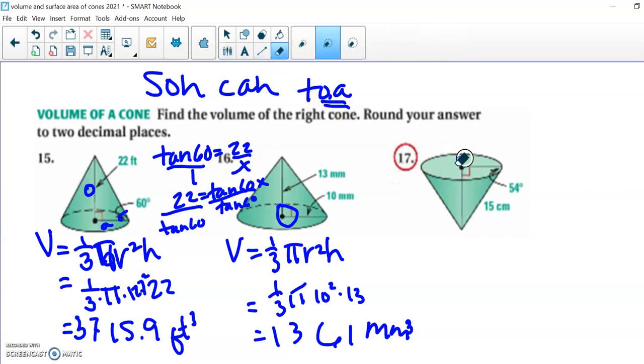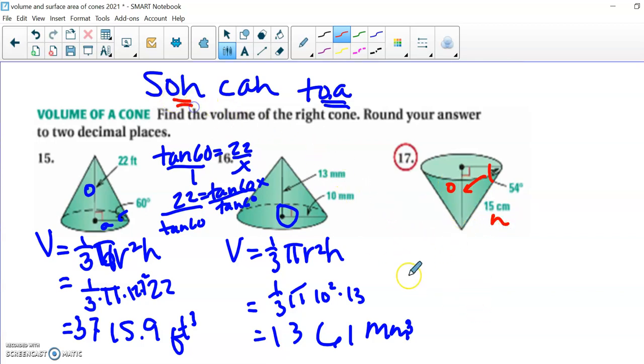So from the 54, we're looking for opposite and we have hypotenuse. So it looks like we're going to have to use sine. Opposite hypotenuse tells us we use sine of 54 equals opposite over hypotenuse. I'm going to cross multiply. Sine of 54, close parenthesis, times 15.